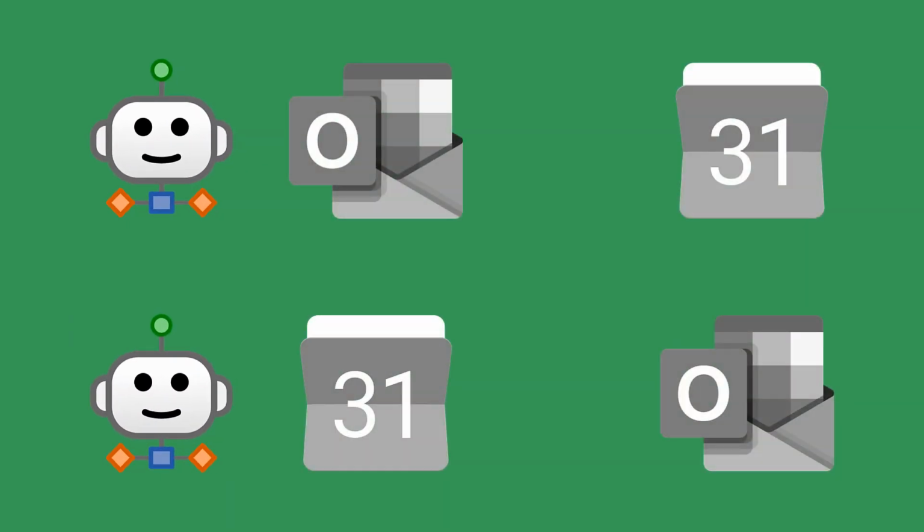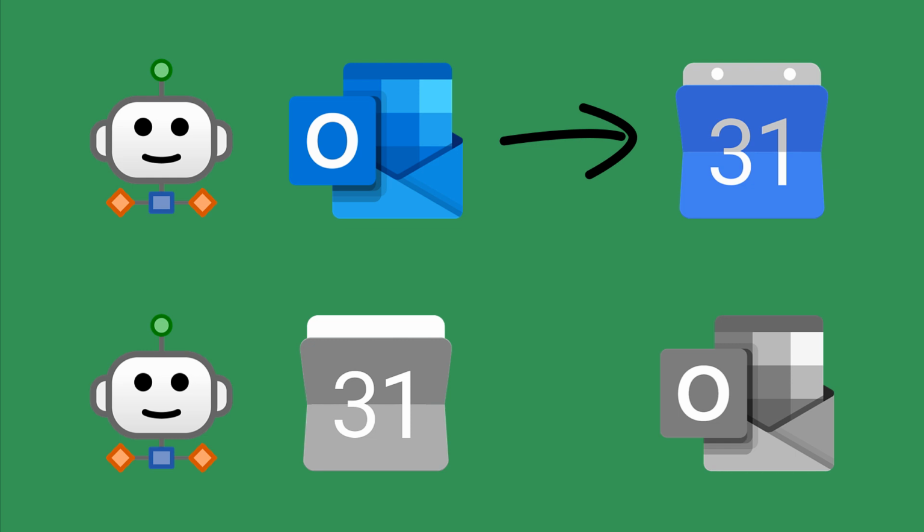One bot will monitor for new or updated tasks in Microsoft Outlook Calendar and sync them over as Google Calendar events. The other bot will monitor for new or updated events in Google Calendar and sync them over as Microsoft Outlook Calendar events.